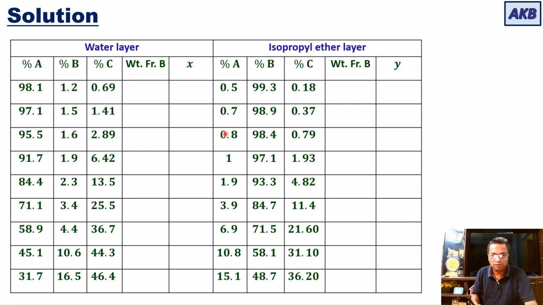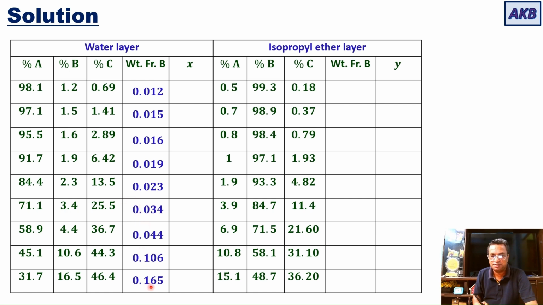on rectangular coordinates. So for the water layer, I am converting percentage weight of B to weight fraction of B. How is that done? It is done by dividing the percentage value by 100. So if I do that, I am going to get various weight fractions of B in the water layer. You can see 1.9 divided by 100 is 0.019, and similarly you get other weight fractions of B in the water layer.